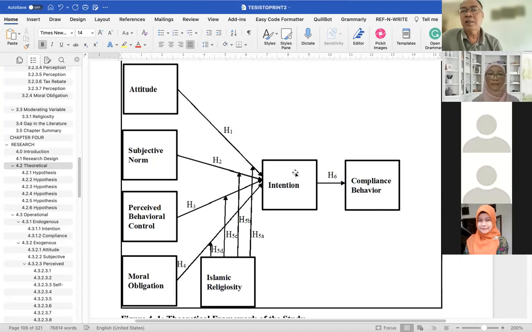Those are the things that need to be aligned. So if your supervisor says, for example, you have 5 objectives, but you have 10 hypotheses, that means your hypotheses and your objectives are not aligned with each other. So it should be aligned.